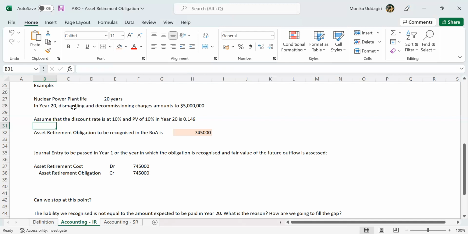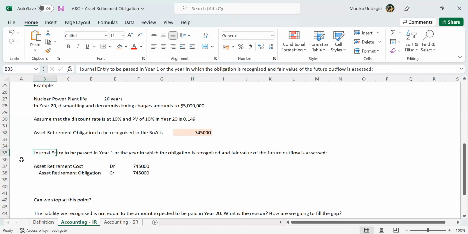I'm considering the discount rate as 10%. So what I need to consider is the present value of 10% in year 20. You can just Google about present value factor table and you will be able to see this number. So I took the number from there. The present value of 10% in year 20 is 0.149. So I will multiply this 5 million with this 0.149. So if I do that, the asset retirement obligation which I need to recognize in my books of account today is going to be only 745,000, not more than that.